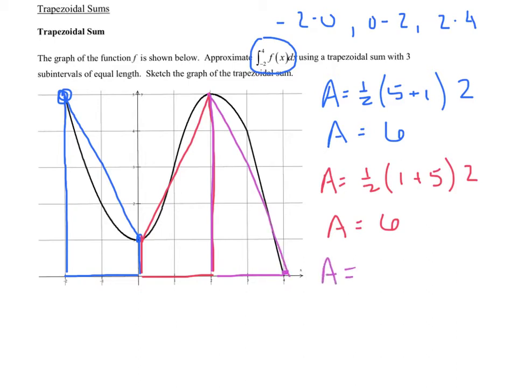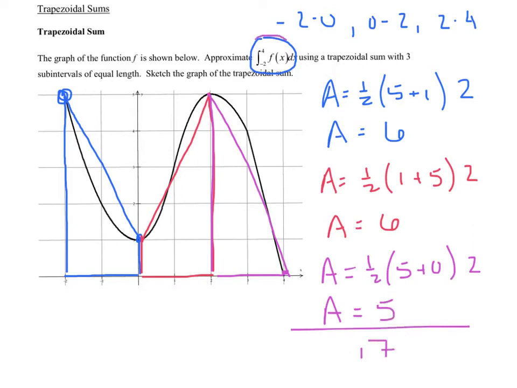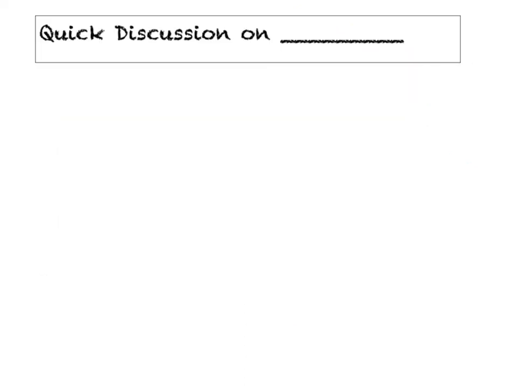in essence, because let's see, we've got a 5 plus a 0 for my heights, base of 2, and area of 5. So it looks like 17 is going to be my total combined area. In other words, that's the numerical value of this definite integral, which, whoops, don't use equals, use an approximation. It's approximately 17. So hopefully so far tonight you've been cooking right along.